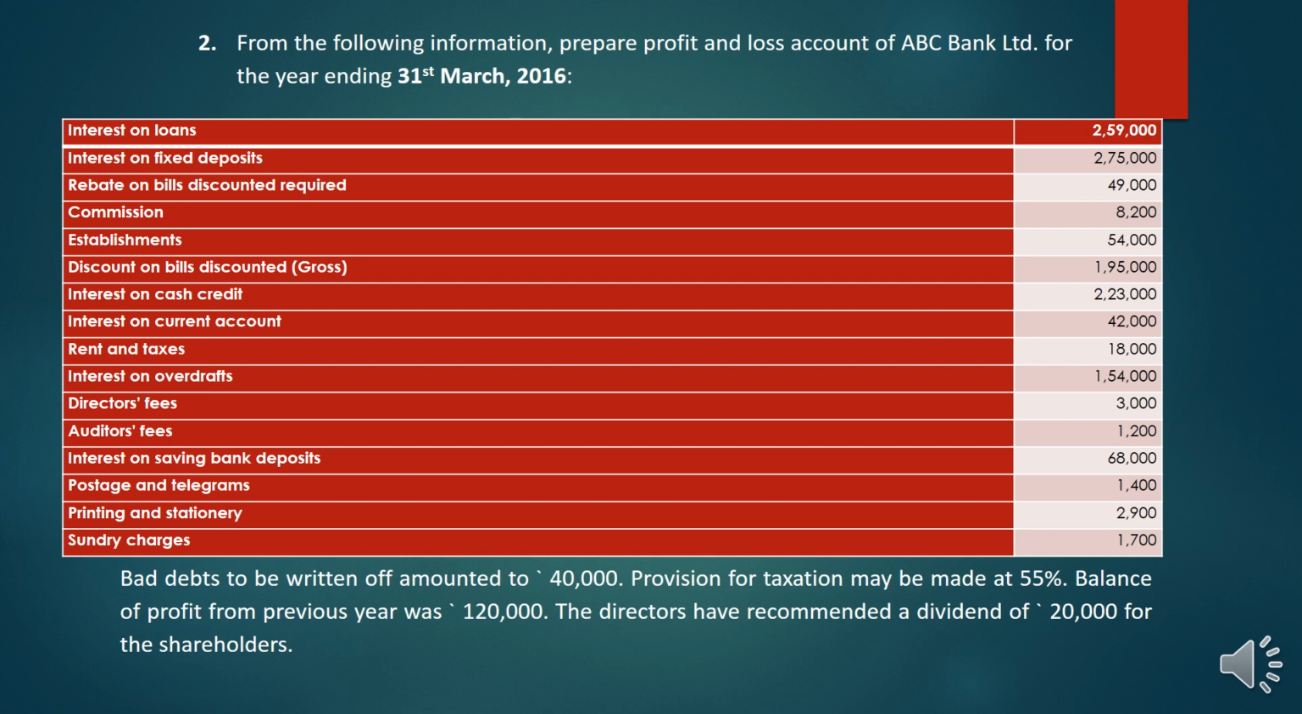So taxation provision should be made to the extent of 55% and the last year profit is given 1,20,000. And directors have recommended a dividend of rupees 20,000 for the shareholders. It has to be shown under appropriations.